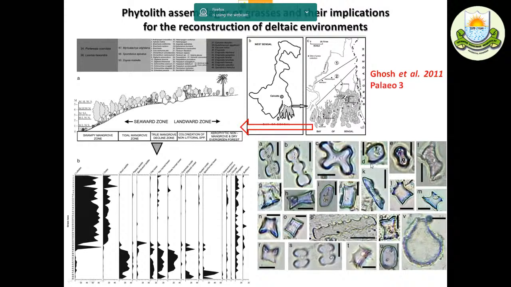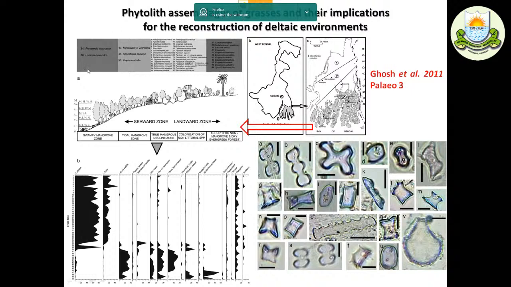Now, how phytoliths also can help us to identify the different deltaic sub-environments. We know in deltaic mud flats, different sub-environments exist with changing salinity, and mud flats near the coast are high in salinity. This is the high salinity zone, and if we go landward, salinity will decline gradually.